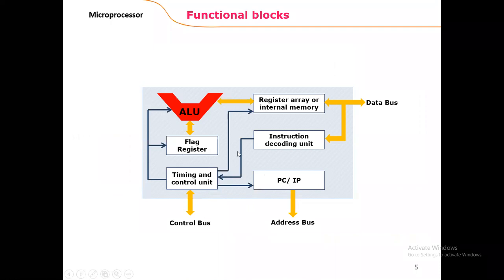So this is the common block diagram of a microprocessor. This is the ALU, the arithmetic logic unit. This is the flag register. Register means memory, you know that. But flag means this is the symbol of instruction.